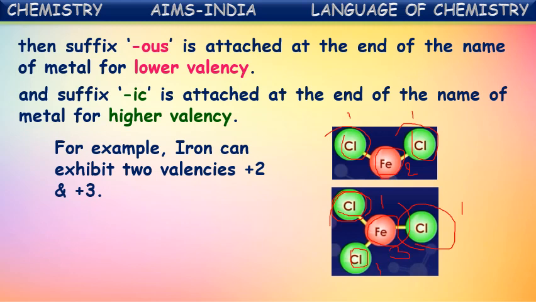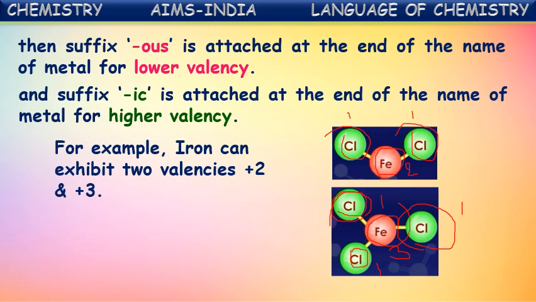So in the FeCl2 compound, iron's valency is 2. In the FeCl3 compound, iron's valency is 3. It means iron is showing two different valencies. That is called variable valency. Mostly metals show this variable valency. But here, how to name these compounds? It is FeCl2, it is FeCl3.